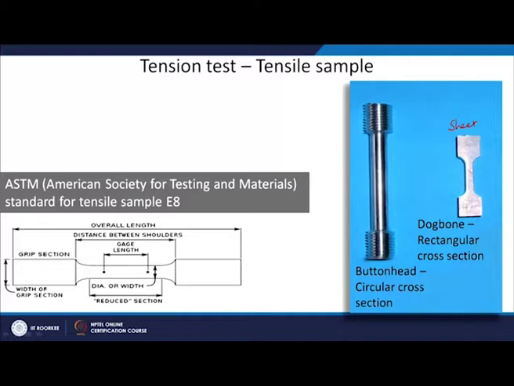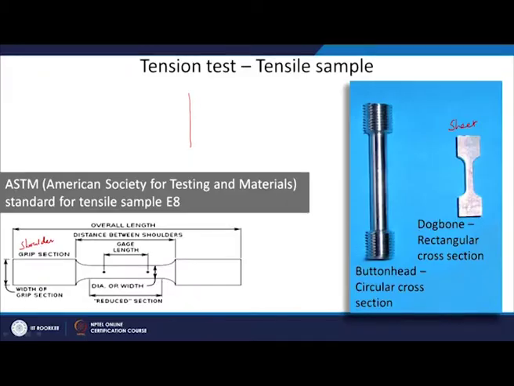In this sample there are a few things you can notice. One is what we call the grip section, which is mentioned here. Sometimes people refer to it as the shoulder. So it is either a shoulder or a grip section, and this is either the diameter or width of the grip section. This is where the machine holds the sample.